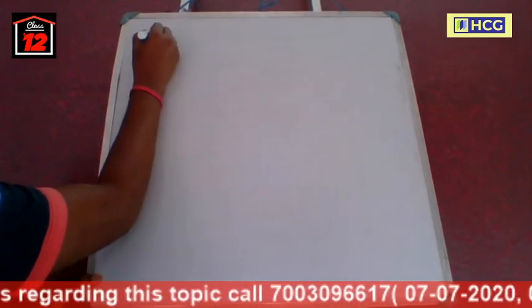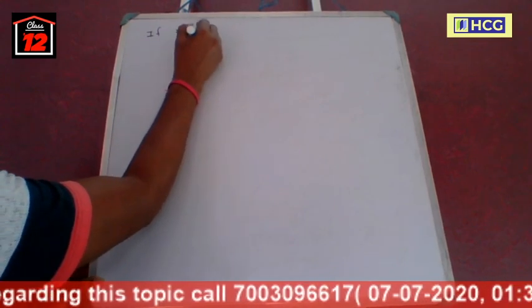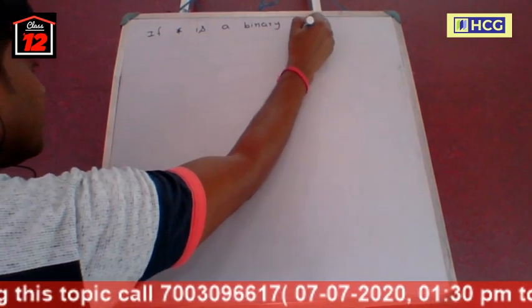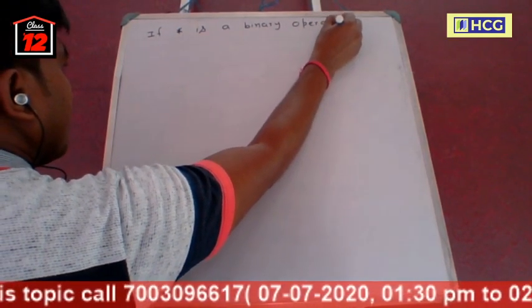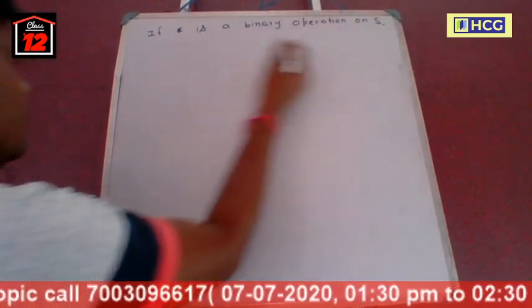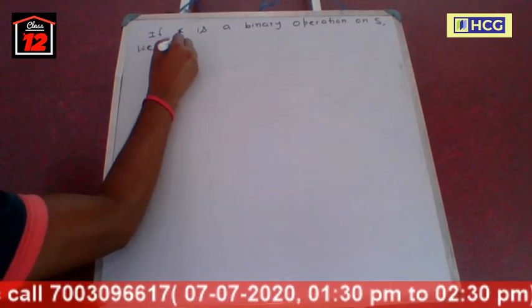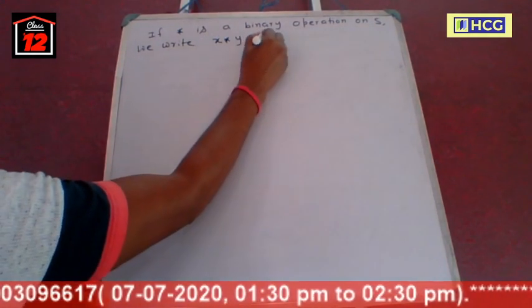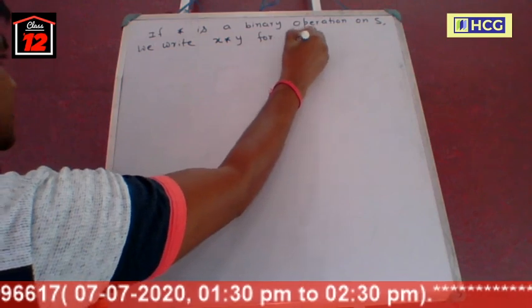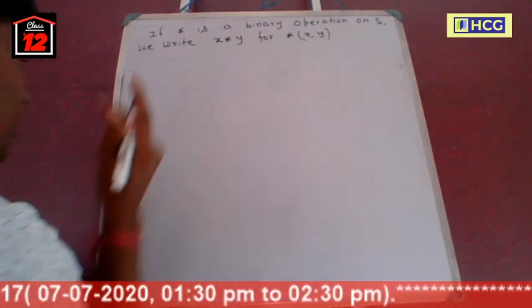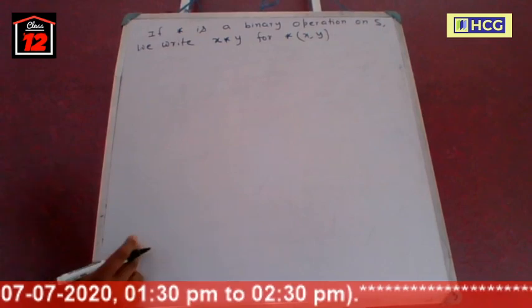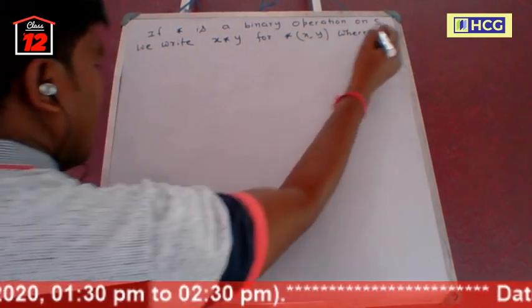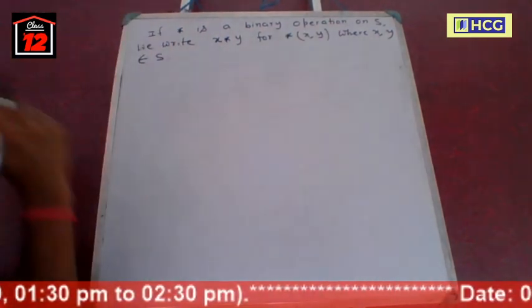If star is a binary operation on S, we write x star y for the mapping star of (x, y), where x, y belong to S.